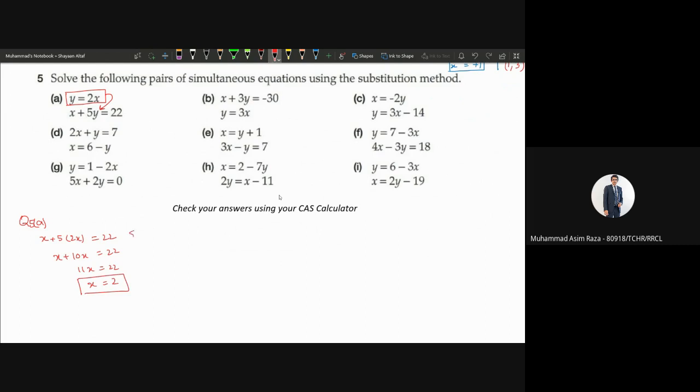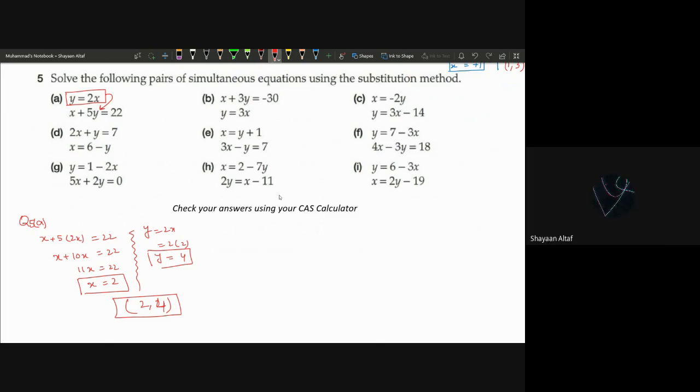Because you have found x, now in part A, you can put this value into any of the equations to get the value of y. For me, this equation seems easier. So 2 into 2 will be equal to 4. Therefore, the solution of this is 2 and 4. Got it?